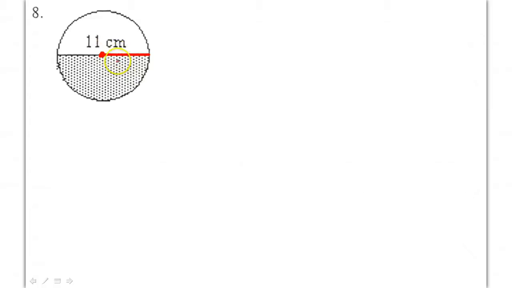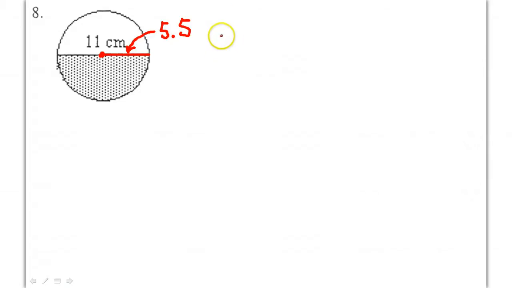If the diameter is 11, that means the radius must be what? I hope you were thinking 5.5. Okay? Because that's half of 11. So that's the key. You have to make sure you're using 5.5, which most kids simply were not doing.